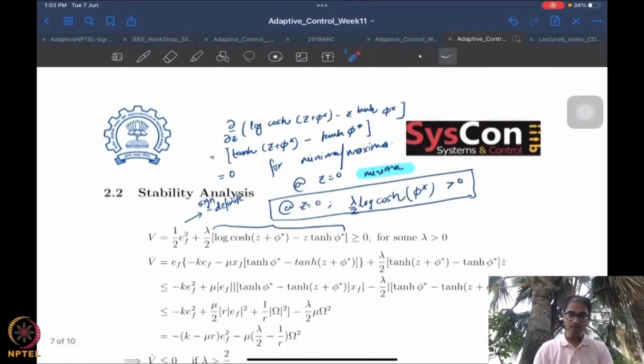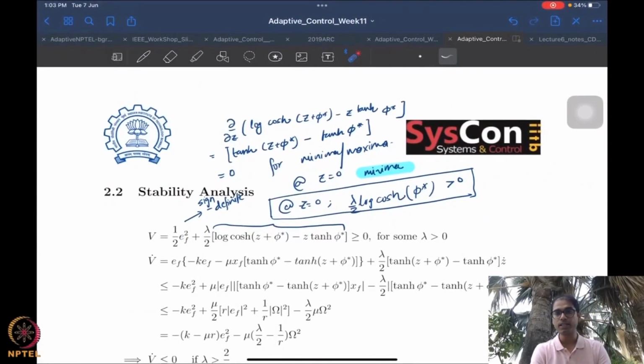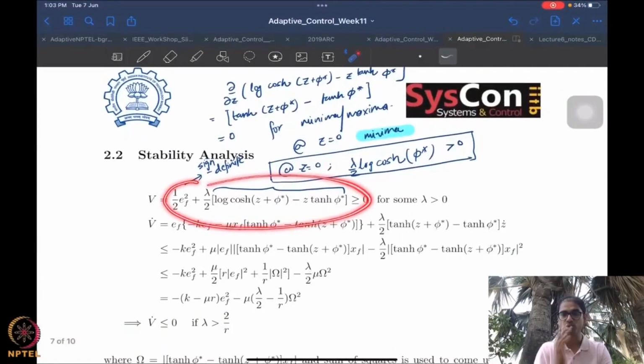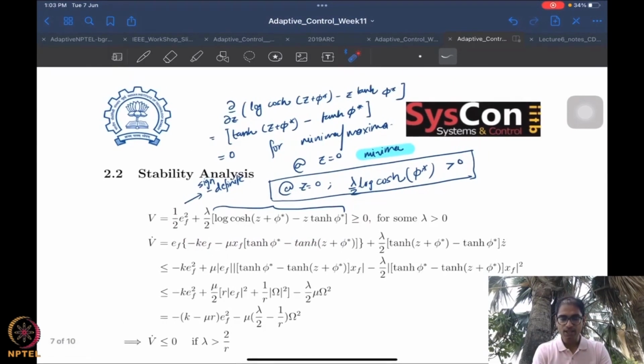And then we wanted to start the stability analysis. In order to do so, we of course needed a candidate Lyapunov function, which has a rather interesting looking expression right here, not your usual Lyapunov function. The important thing to see is that this is non-negative, right? And how we claimed that was by trying to find a minima for this function.